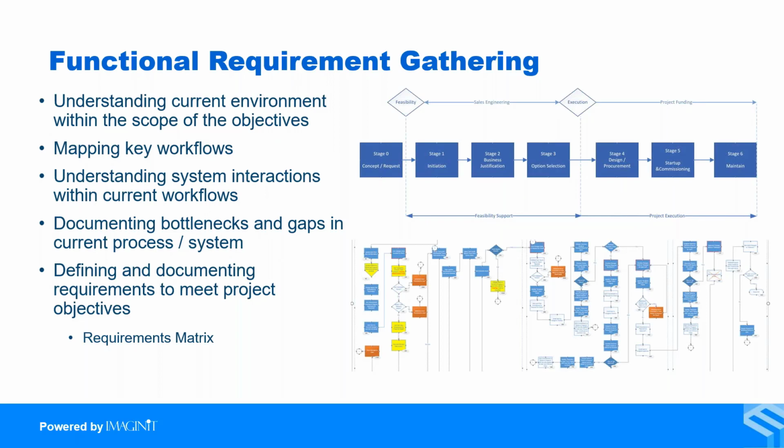This process starts with functional requirements gathering. During functional requirements gathering, we work to understand the current environment within the scope of the objectives. We map out key workflows, and we define how current systems interact with users within those workflows. We also document bottlenecks and gaps in the current processes and systems. Within this, our objective is to create a requirements matrix that specifies all project requirements necessary to meet the objectives.